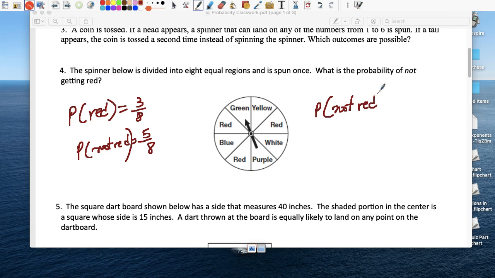What's the probability of not red? So it means that you can land anything but red. Anything but red would be green, yellow, white, purple, blue. 1, 2, 3, 4, 5 out of 8. Your choice.